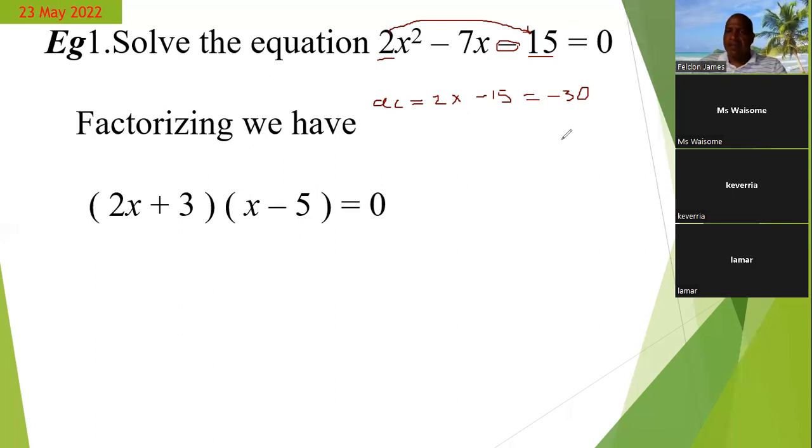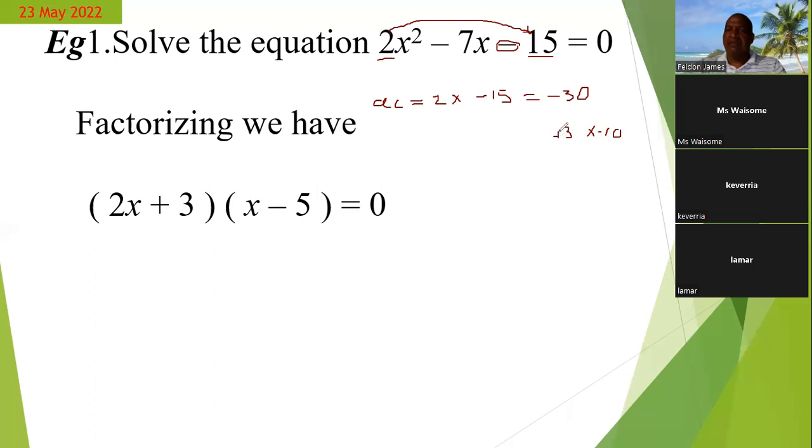3 and 10, sir. 3 and 10. So the two factors here would be 3 and 10. Which of them would be positive and which would be negative? Positive 3 and -10, sir. Right, so positive 3 and -10.